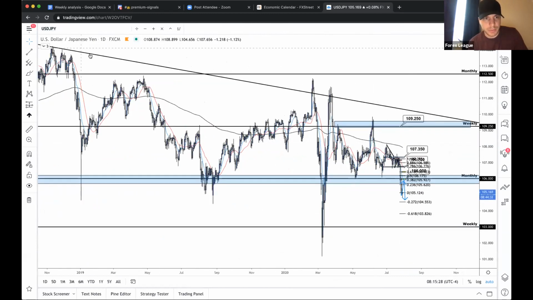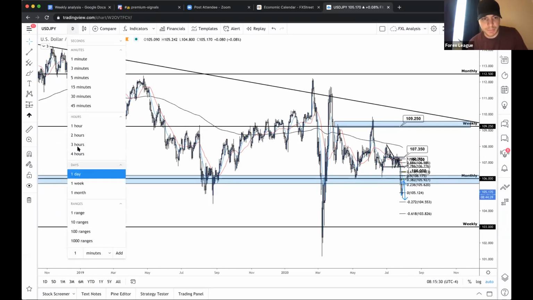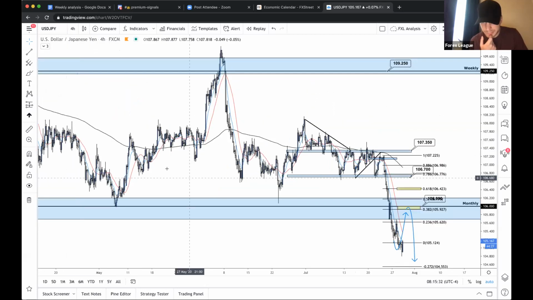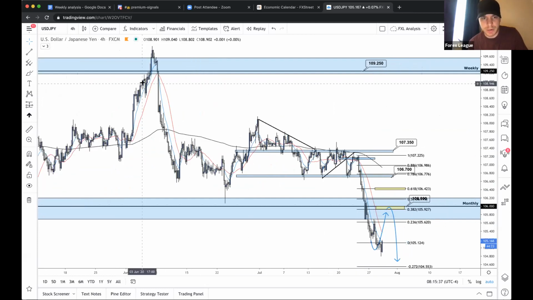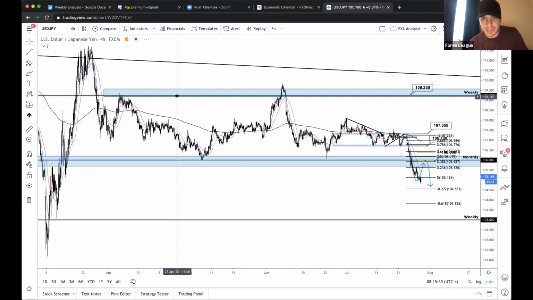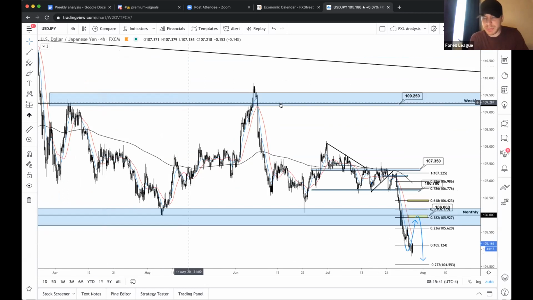So let's go right to the 4 hour. We have a good understanding that this is very much bearish, and that the key zone 106 is pretty much where we're at now. So very bearish overall in the daily, but we can see here on the 4 hour, we've been ranging between 109.25 and 106.